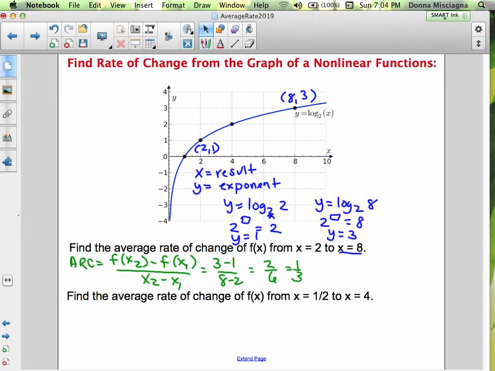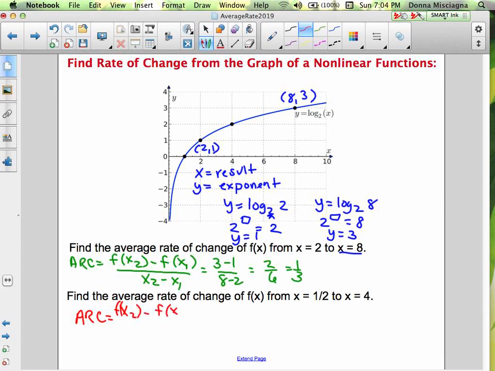All right, now let's find the average rate of change, which is the difference in the value of the function over the difference in the x value. And this time it's between x equals 1/2 and x equals 4. We can easily see 4 there. Let's go over how we would get this point, 4, 2, and then how to find 1/2, because you might be like, well, I'm not sure where to put the 1/2. All right, well, let's talk about that.